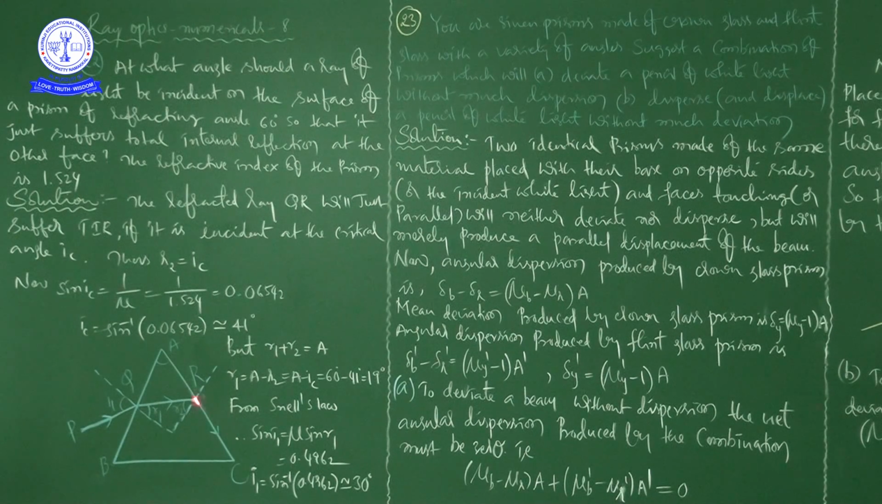So RC is the totally internally reflected ray. This is r1 and this is r2. r1 is the angle of refraction at the first refraction, and it will become the angle of incidence for the second refraction, before the second refraction. This is the normal and this is also a normal, right? So this is all about the prism.